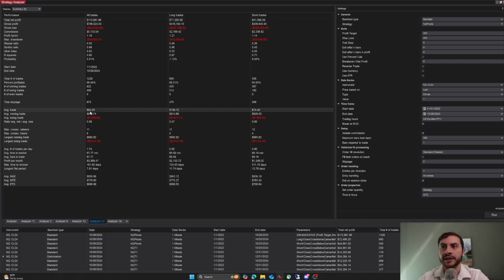Another good metric to look at is the average trade. So on average, it's making $92 per trade. I like to see, you know, above $20 to $30. So 90 is great. And of course, it makes money on the long and short side.